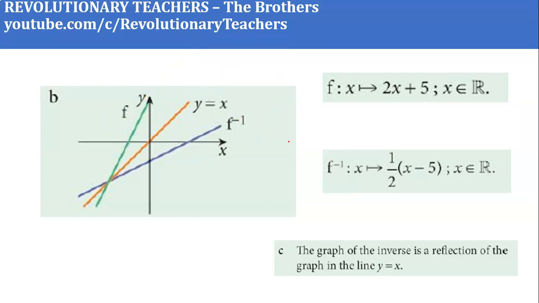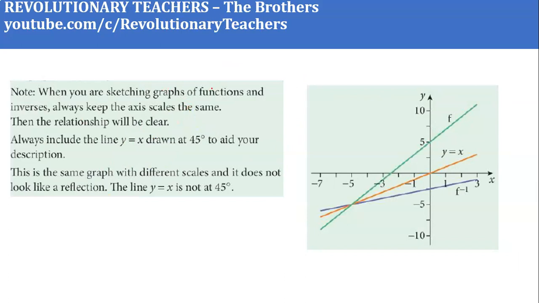Okay children, when you are sketching the graph of a function, always keep the axis scale the same. The axis scale must be the same. Also include the line y equals x, drawn at 45 degrees, right? This line must make an angle of 45 degrees with the x axis and 45 degrees with the y axis. Then you have to take the reflection image.